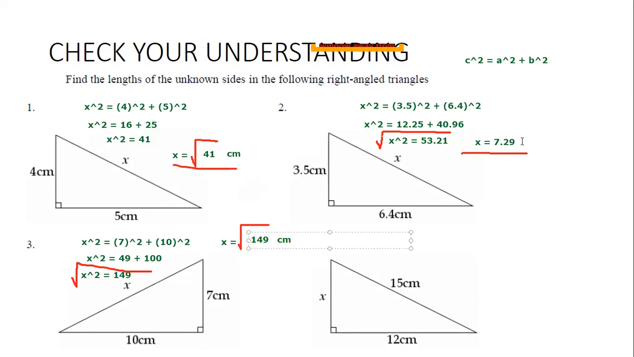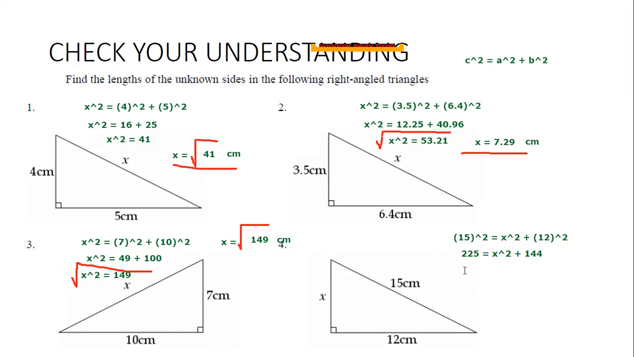We also forgot to write down the unit here. So this is in terms of centimeters. How about this one? If you're going to use the formula, substitute everything in the formula. So this will be 15 squared is equal to x squared plus 12 squared. Evaluating 15 squared, this is 225, which is equal to x squared plus 144.